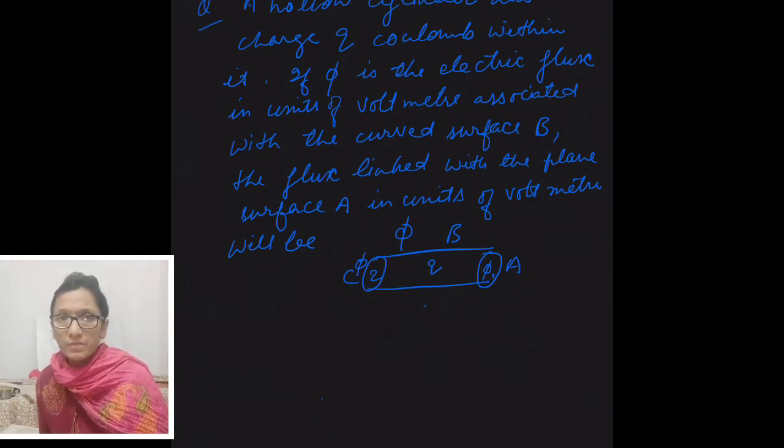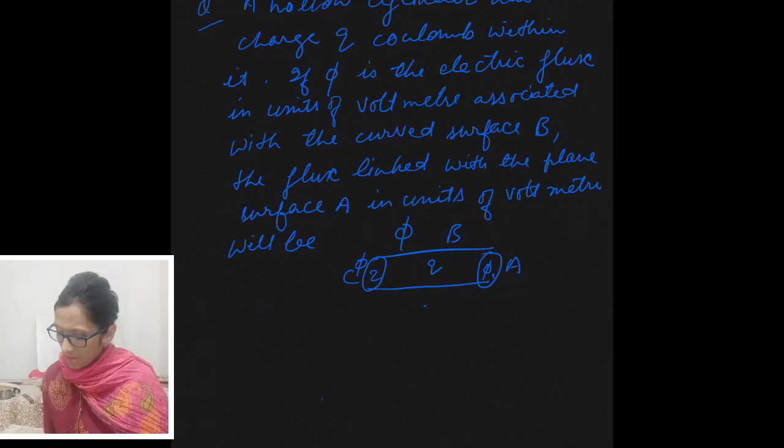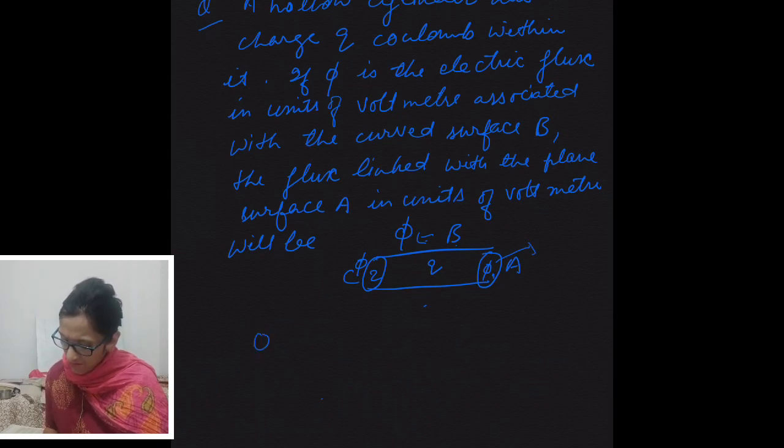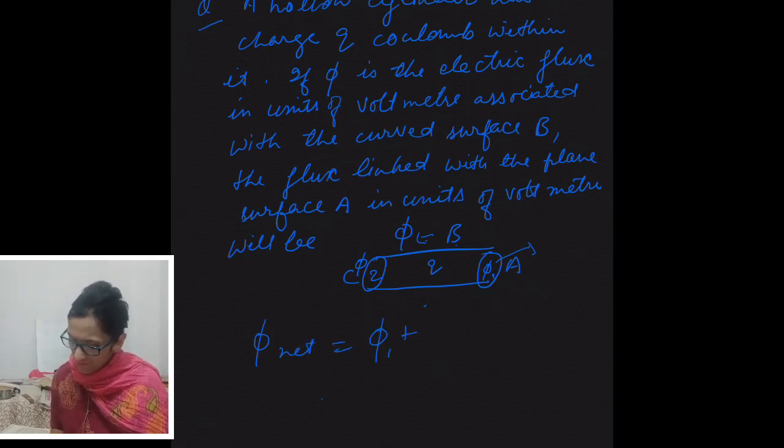Okay, now next question. A hollow cylinder, here you can see in figure, a hollow cylinder has a charge Q coulomb within it. If phi is the flux in units of voltmeter associated with the curved surface B, the flux is phi through B. The flux linked with the plane surface A in units of voltmeter will be? What will be the flux through this surface area?